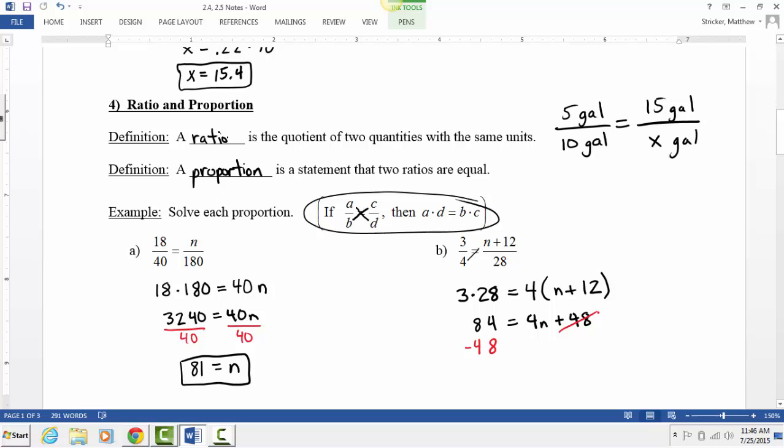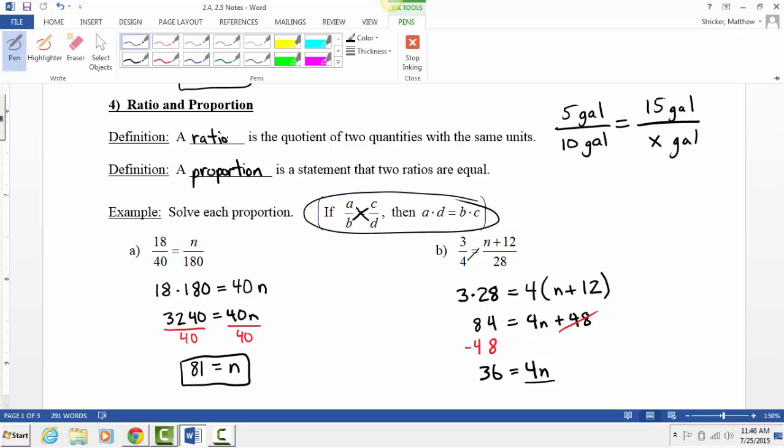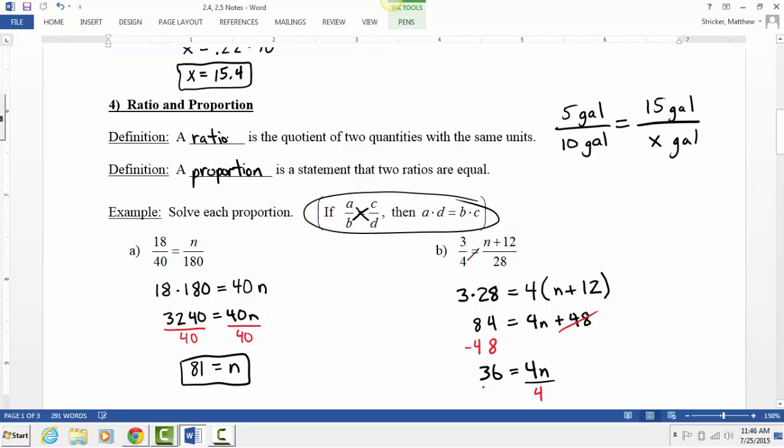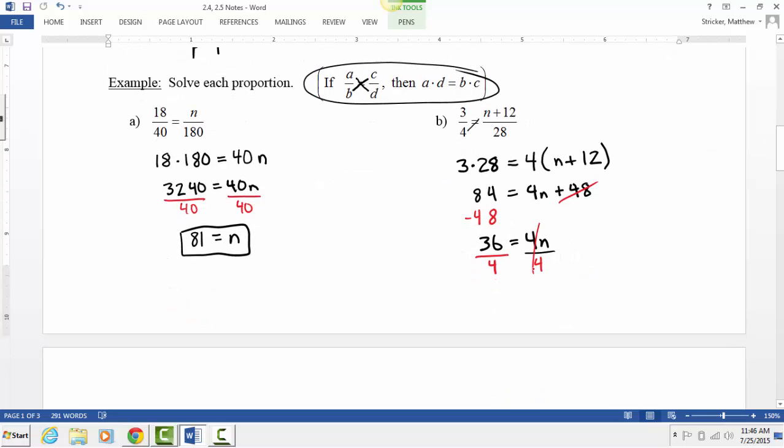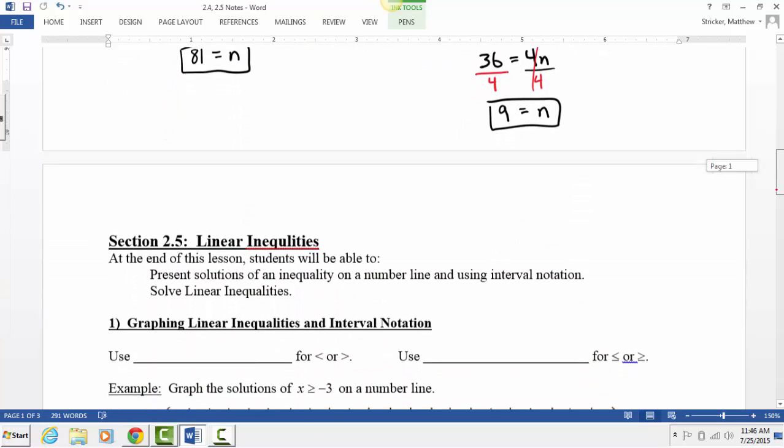84 minus 48 equals 36. So that's 36 equals 4 times n. Divide, divorce. Divide by 4 on both sides, and we get our answer: n equals 9. Okay, so that's how we solve proportions. Again, just like with the percents, we're going to look at some more interesting applications of these in class. We're not going to do that on the video.